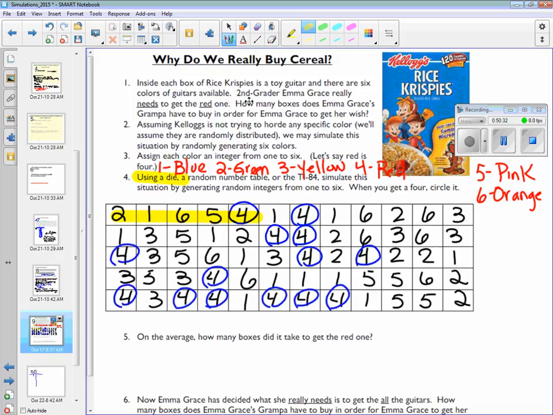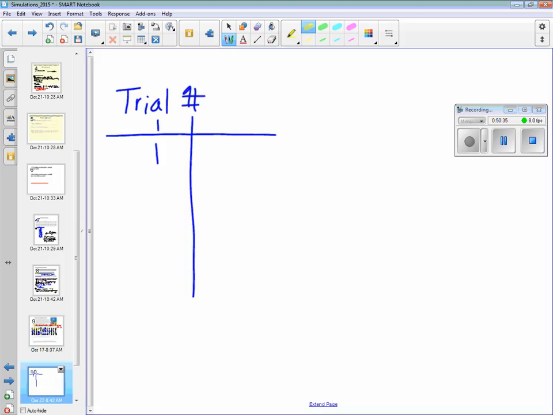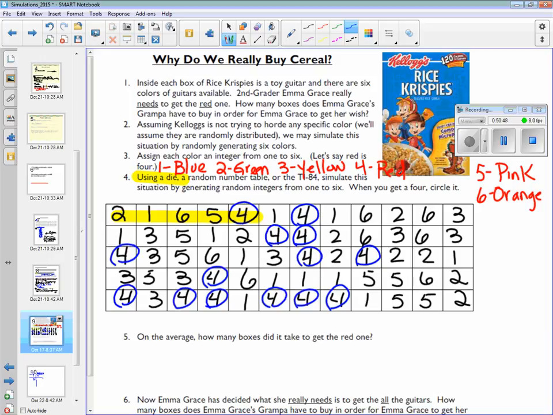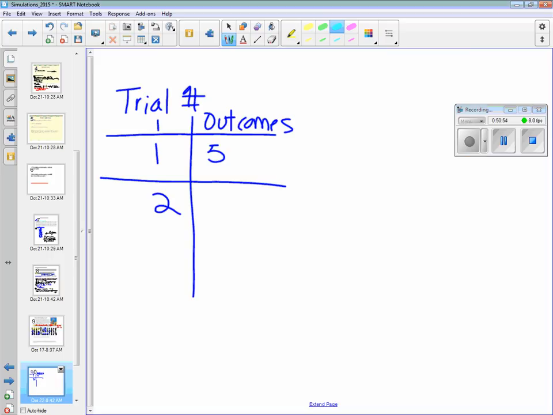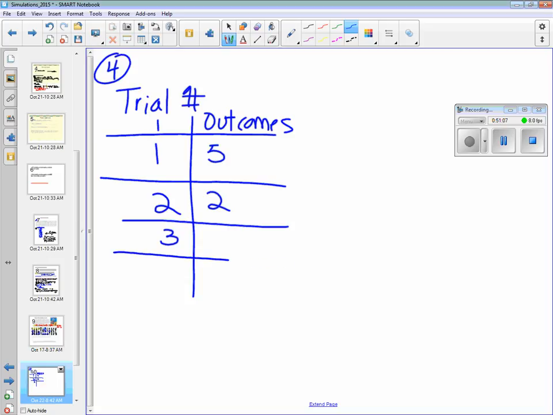Yeah, this is exactly what I'm doing here. Trial number and then the number and then the outcomes. So you do yours as I do mine. My trial, I had to buy 5 for my first trial. My second trial, I had to buy 2 guitars. You look at yours and decide. You're just going to write your outcomes. This is step 4 in your 5-step process. You're going to use your outcomes and figure out how many trials you were able to do.